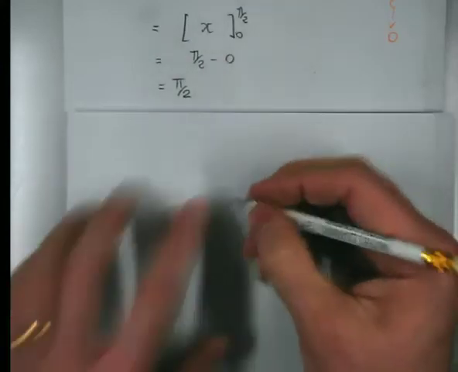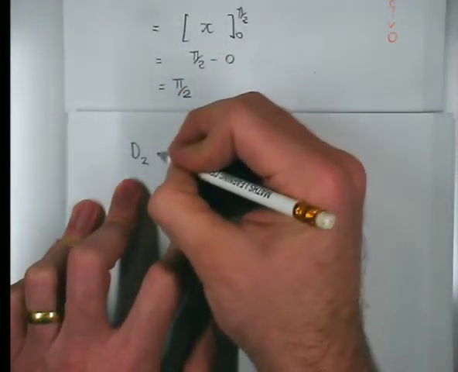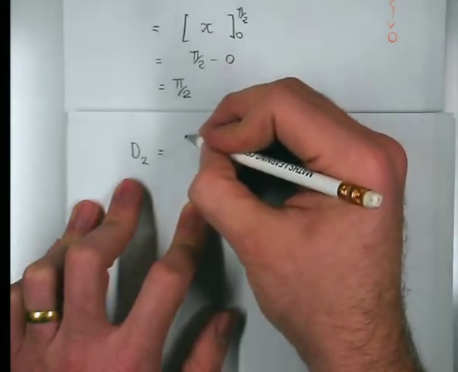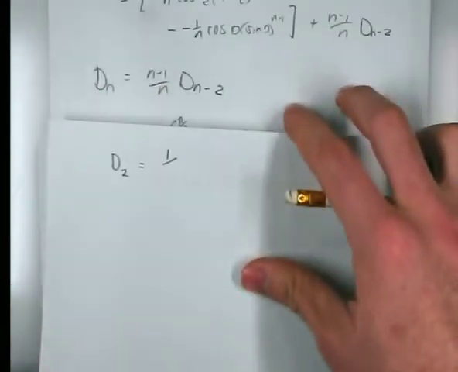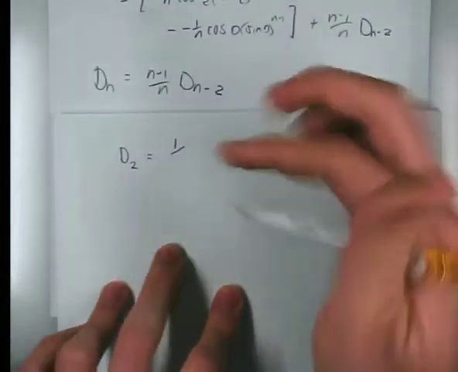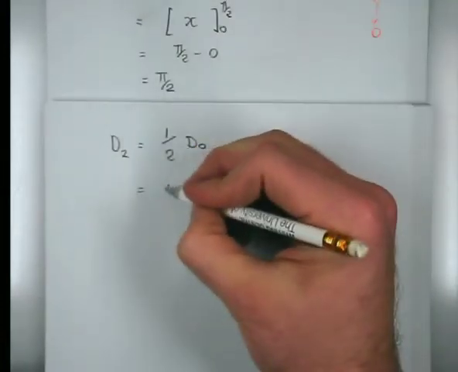Okay, so it goes up by 2's because it's got an n minus 2. So D2, according to the formula, will be 2 minus 1, which is 1, over 2 times D0, but D0 was pi on 2.